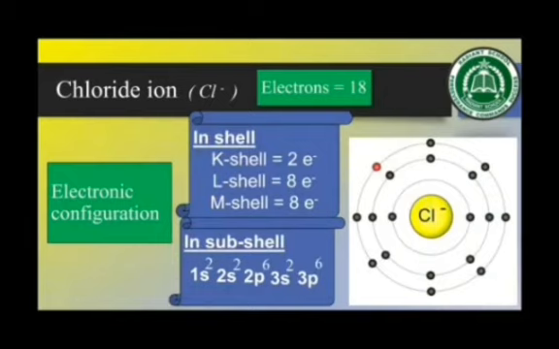See the structure? This one electron with a different color shows this electron is added from the other, or it is gained by a chlorine atom. That's why it gets a negative charge on it, the chloride ion. It has one less proton.